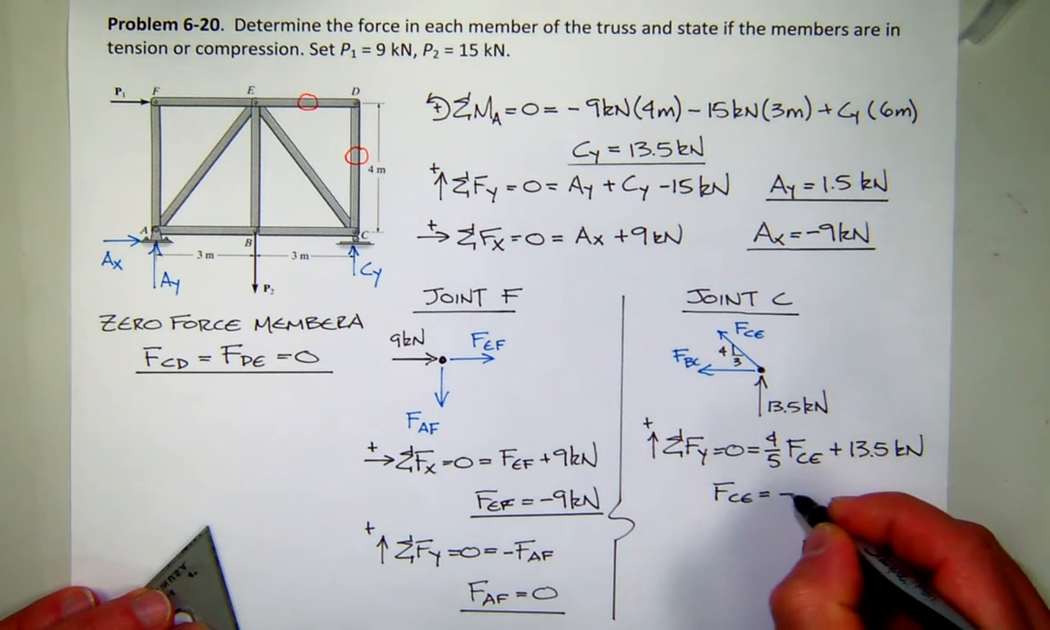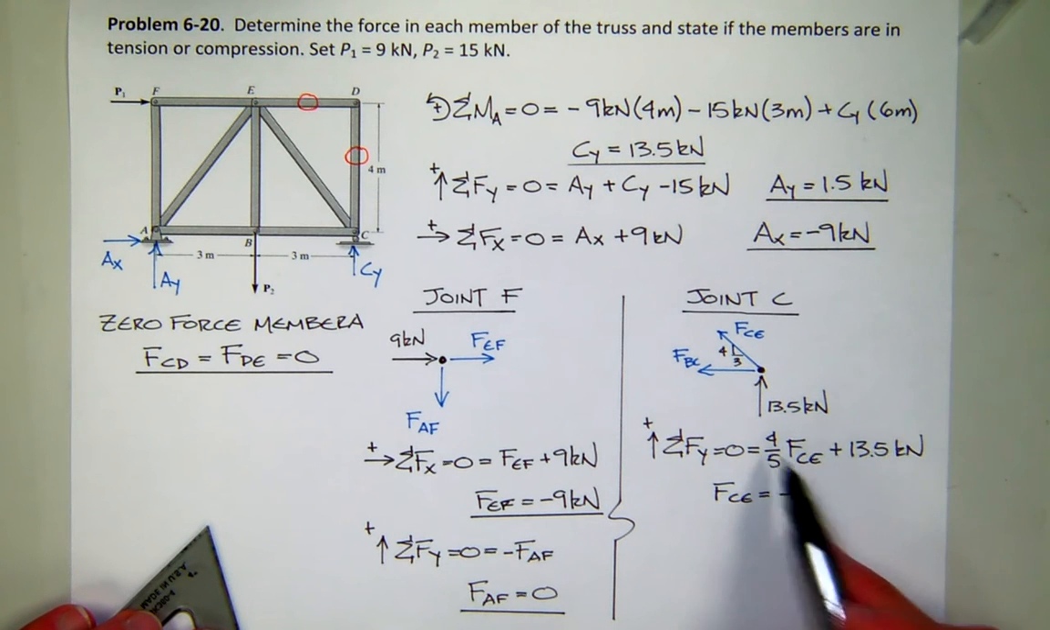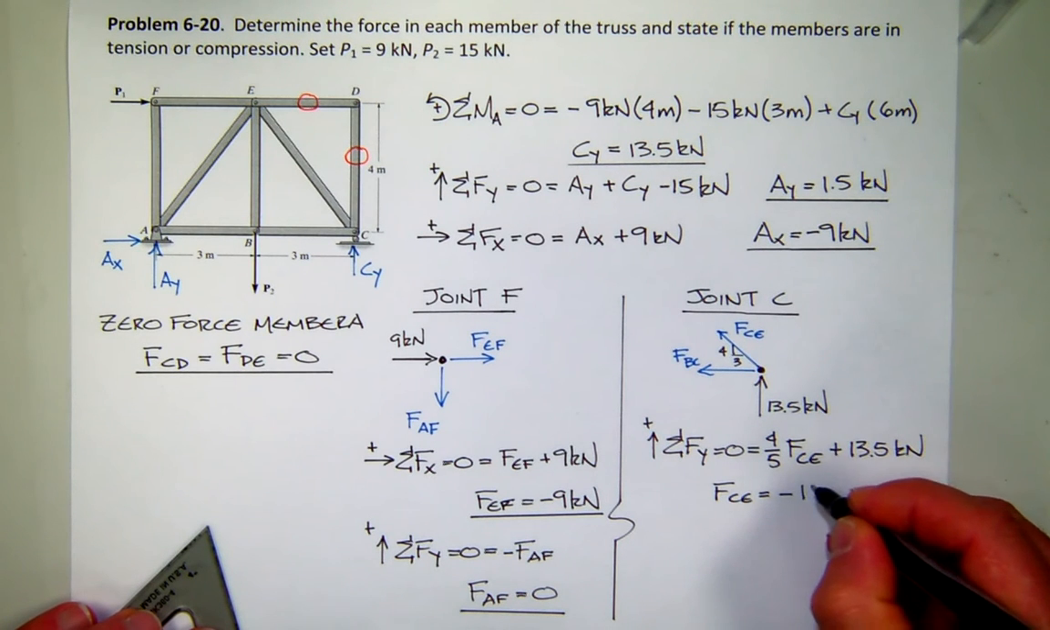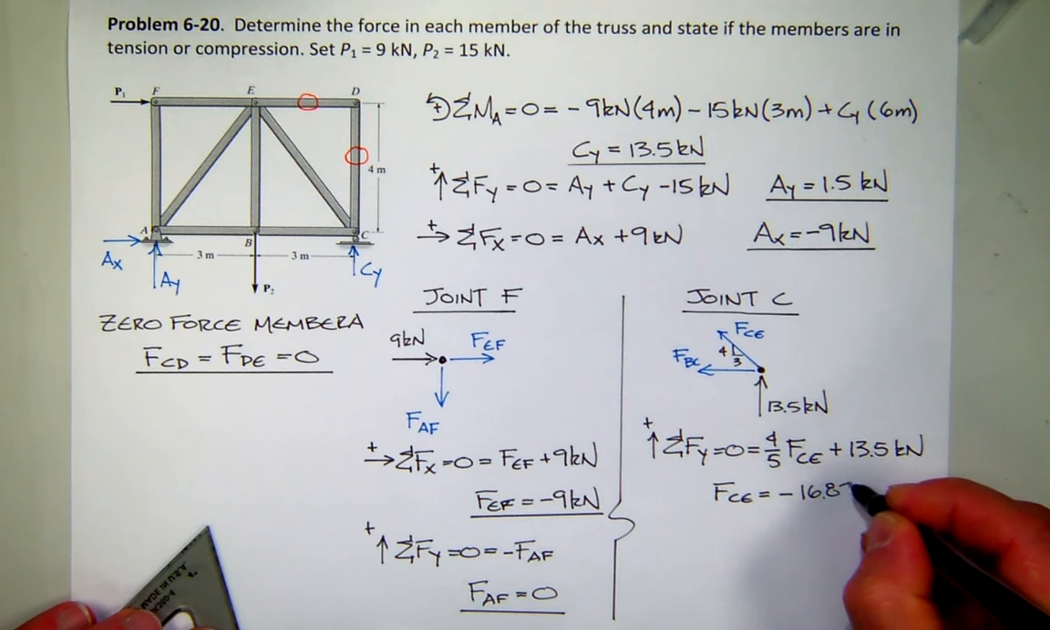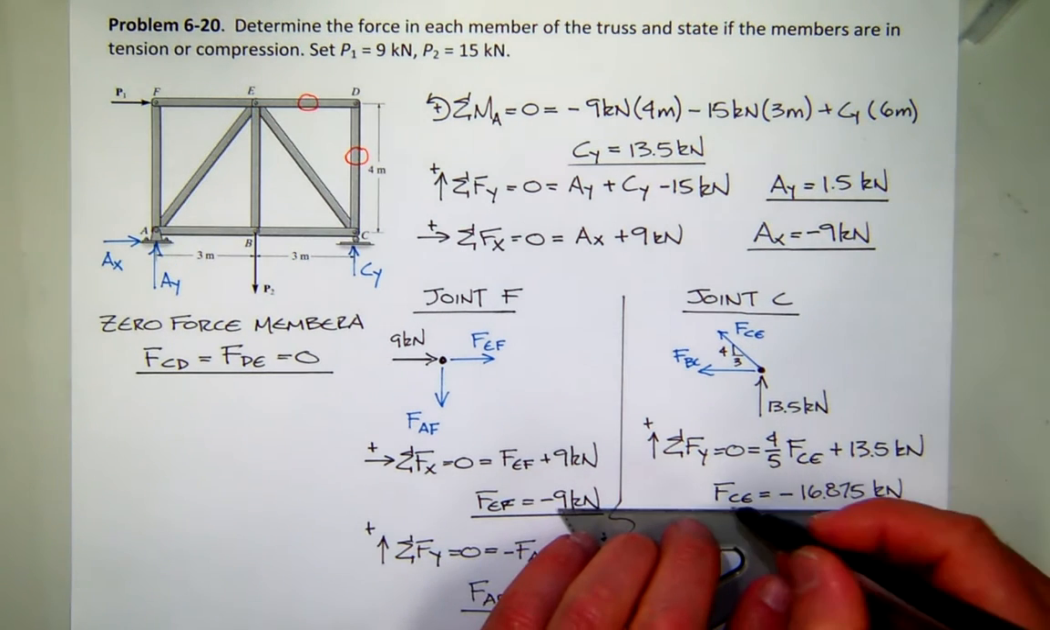So I should be able to solve for the force in CE. It looks like it's going to be negative, and somebody will have to multiply this. So it should be 13.5 times 5 divided by 4. What's that equal to? 16.875. Somebody else get that? Cool.